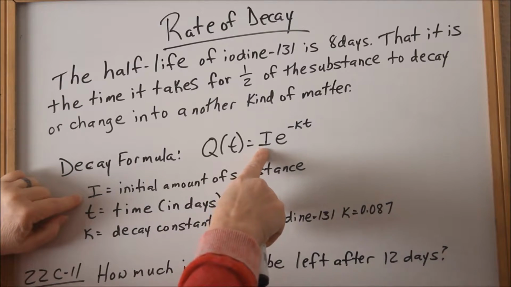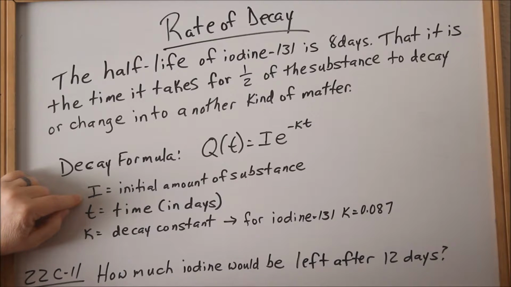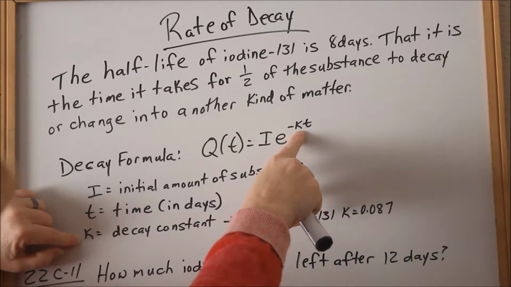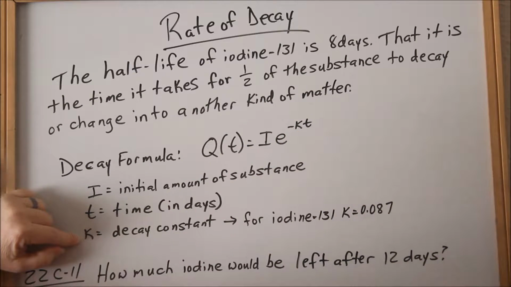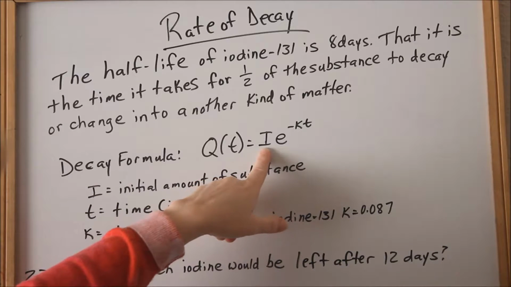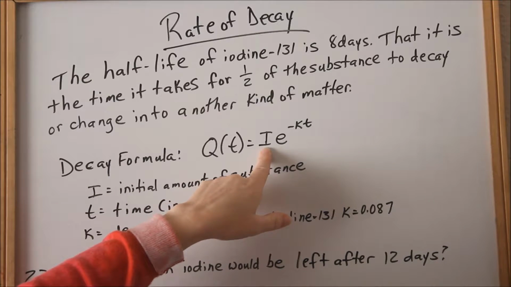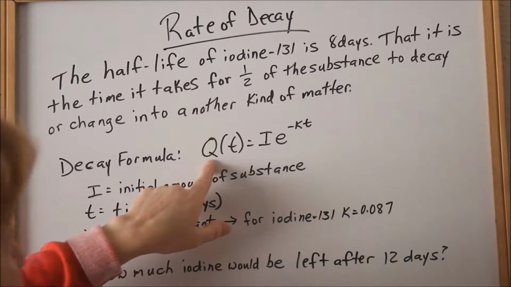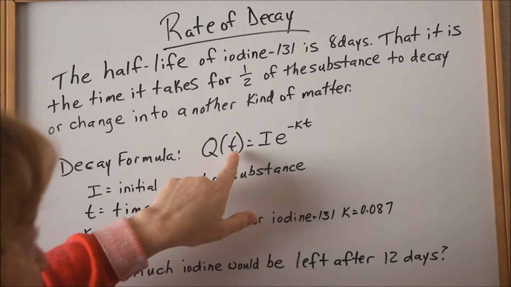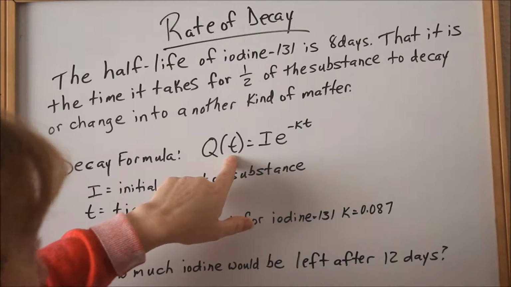I represents the initial amount of the substance. t is the time in days. k is the decay constant, which will usually be given to you as well. For iodine 131, k is 0.087. So I represents the initial amount of iodine 131, and Q of t represents the amount of iodine 131 we will have after a certain amount of days. After a certain amount of days, how much of it will we have?